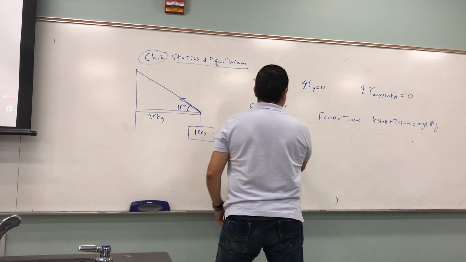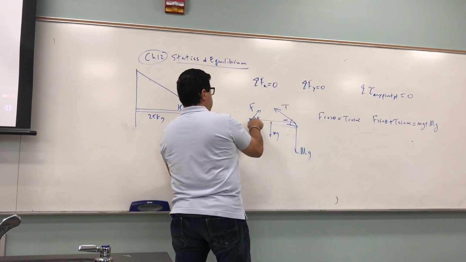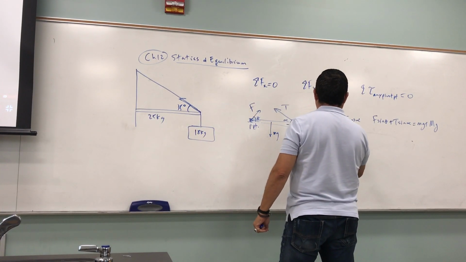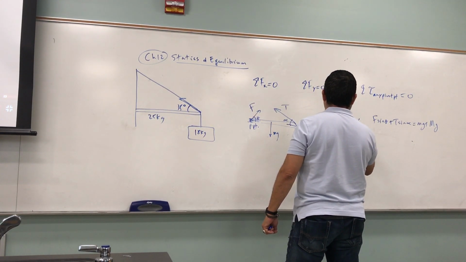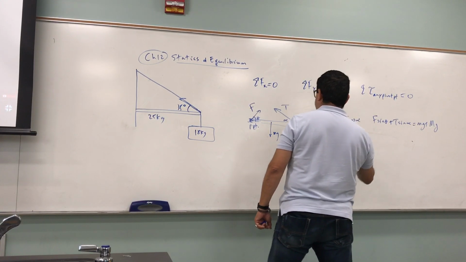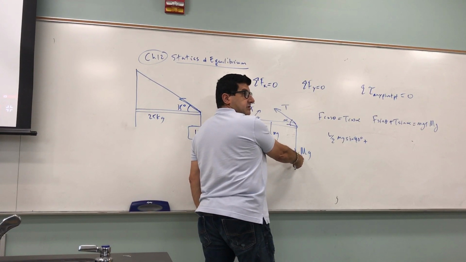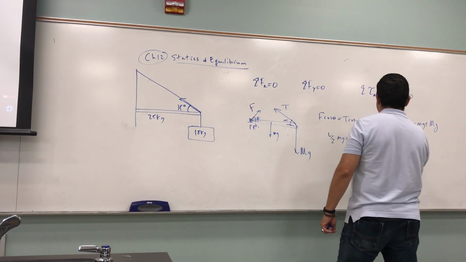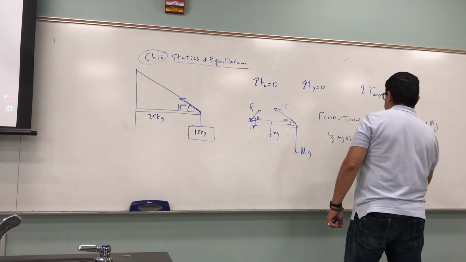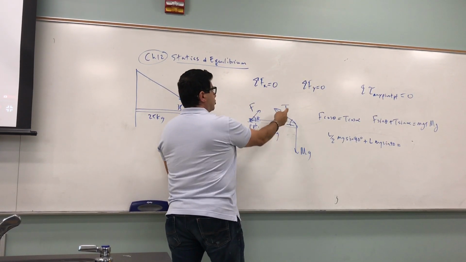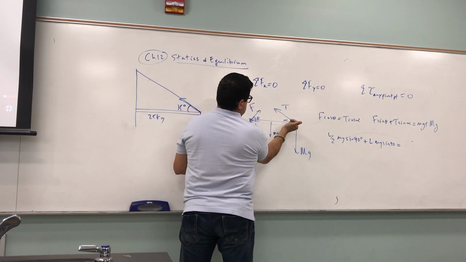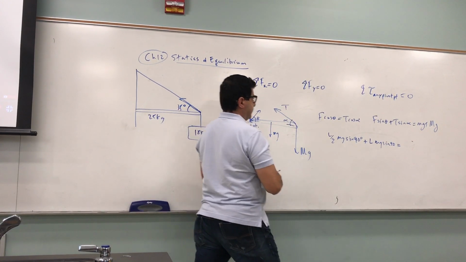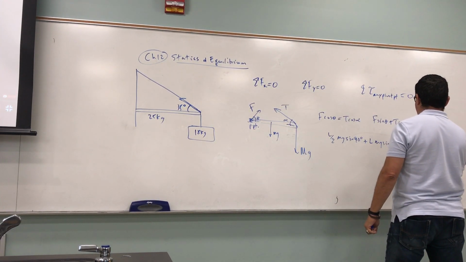So what's the torque due to the weight? L over 2 mg sine of 90. Plus, what's the torque due to the big mg? L mg sine of 90. And then the torque due to this is what? L, it's out of the board, so LT sine of alpha.